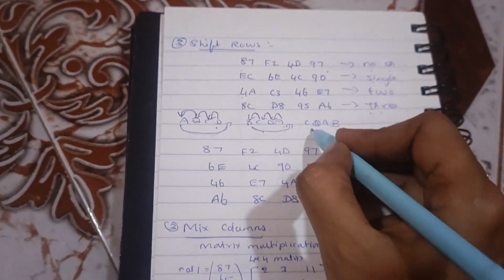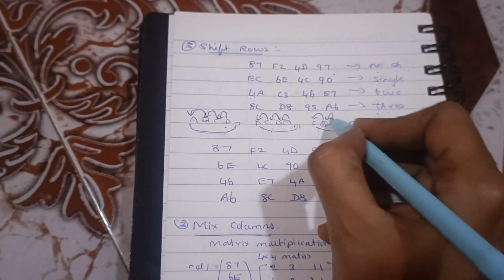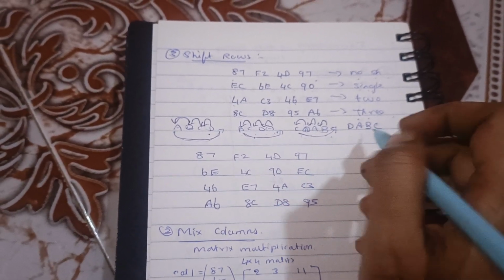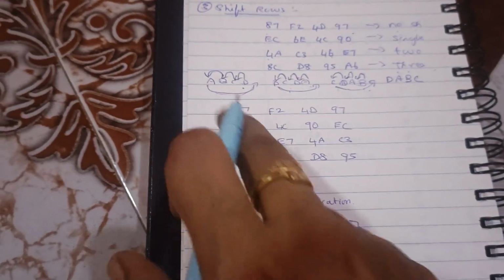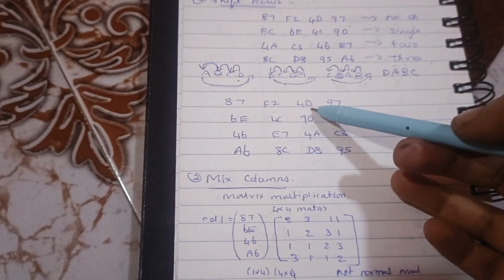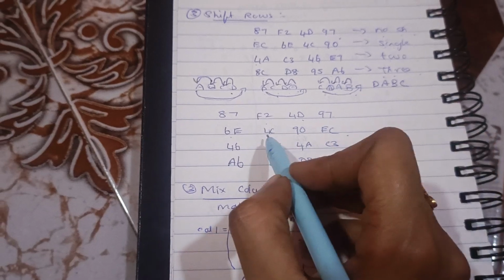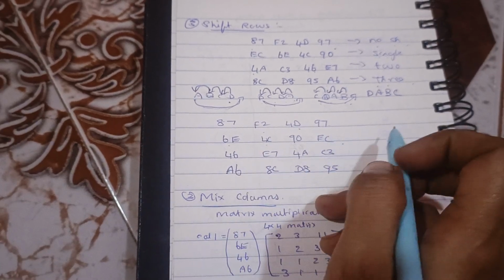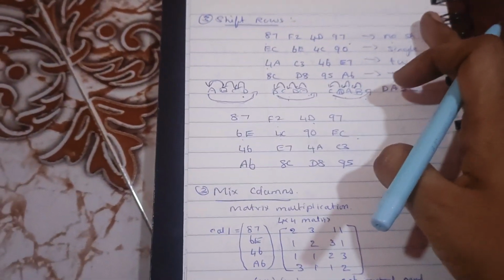So 3 times left circular shift means what will happen, this C will go here, then D comes here, A will go here, then B will go here. So the answer will be D, A, B, then C. So this is 3 times you are performing left circular shift. In that way if you perform, you will get this as the answer. So in the first row we are not performing any shift, so as it is you have to write 87 F2 4D 97, and in the next row only one shift you are making. So only one time we are performing a shift, and you will get this as output. This concept is called shift row.